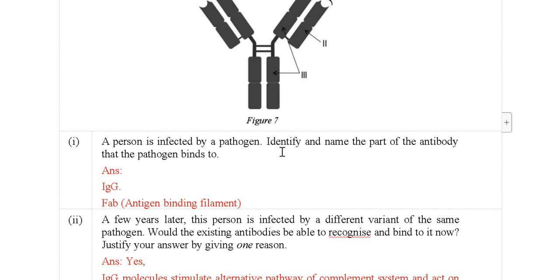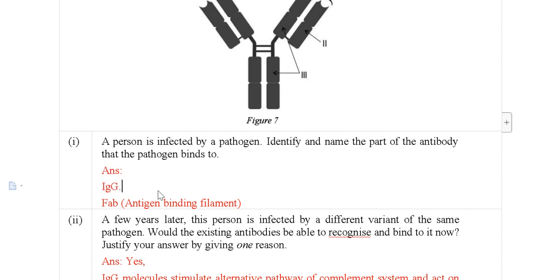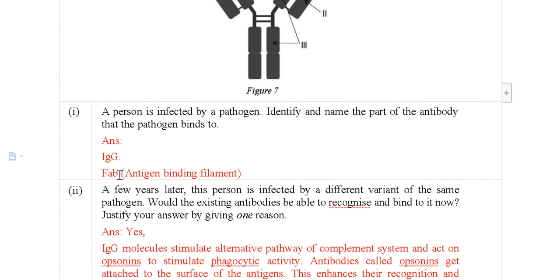So first, identify the antibody which will be responding when a pathogen infects a person. So it will be IgG antibody. And which specific part of this antibody mainly binds with the pathogen? It will be known as Fab. Fab, the full form is antigen binding fragment.